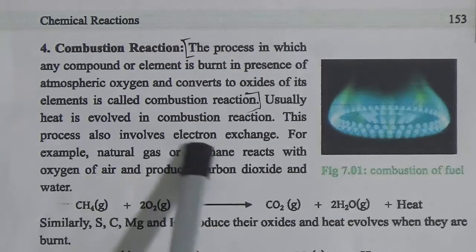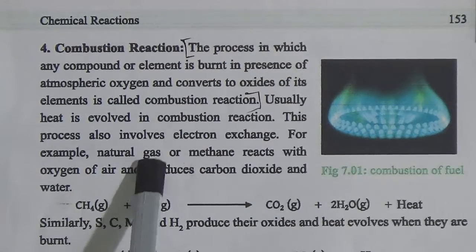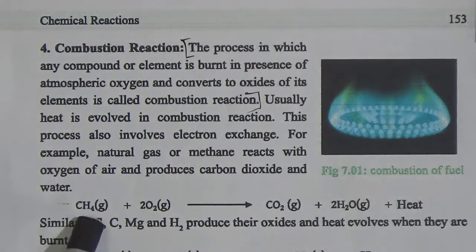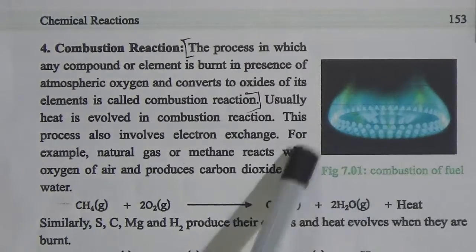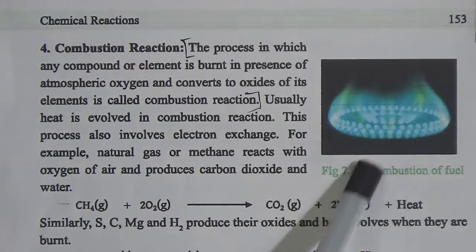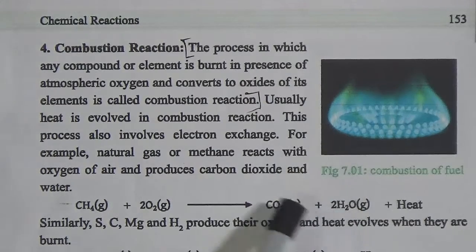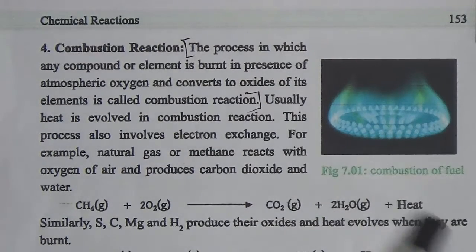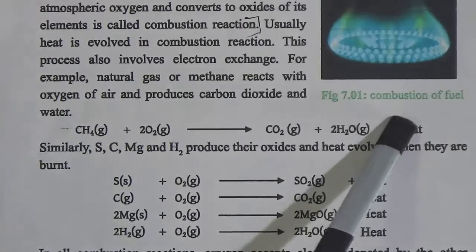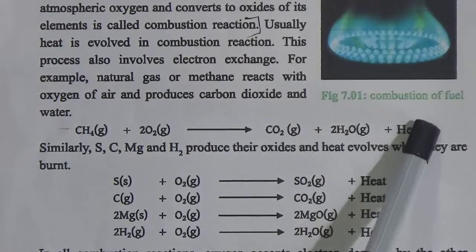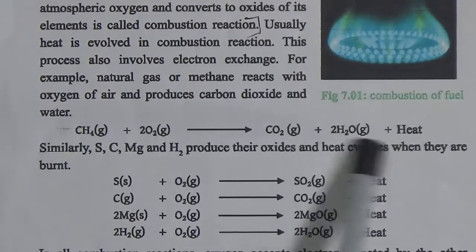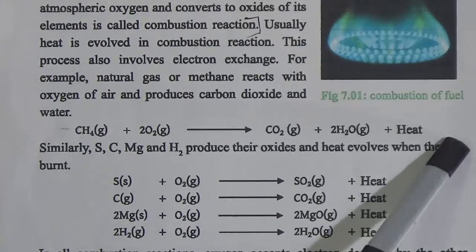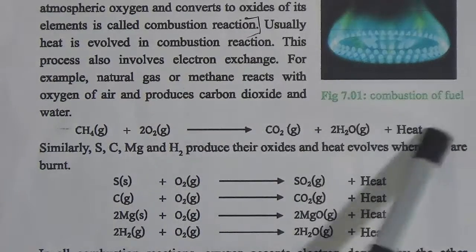This process also involves electron exchange. For example, natural gas or methane reacts with oxygen in air to produce carbon dioxide and water. Look, this is the natural gas and this is the burner of the gas oven. Methane burns with the help of atmospheric oxygen and produces carbon dioxide, water vapor, and also a huge amount of heat. By using this heat we usually cook our food. So this is an important reaction from where we get a huge amount of heat.